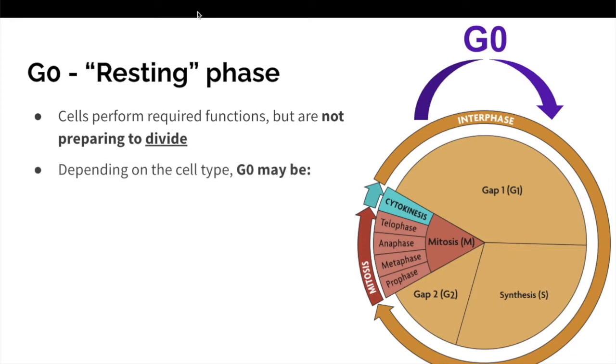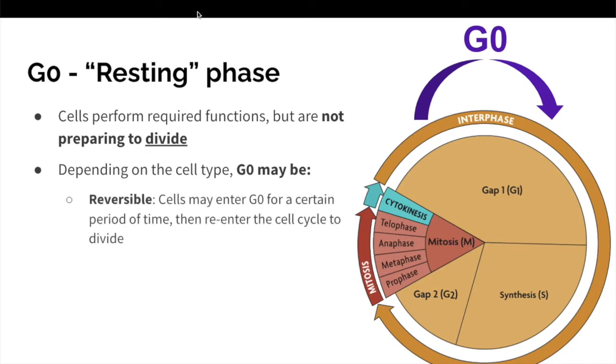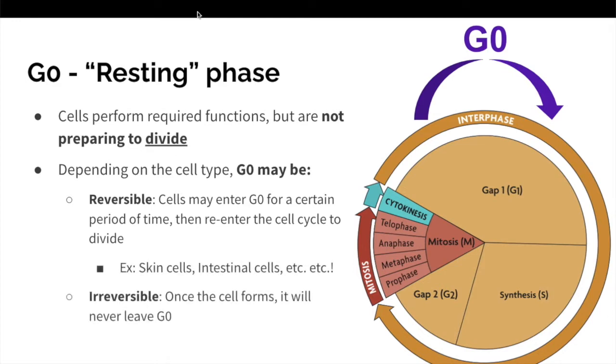So depending on the cell type, you learned that G0 may be reversible. So a cell might be in G0 for a prolonged period of time, whether it's years or months. And then it also could be irreversible, where some types of cells, such as certain types of neurons, once they are born, they never go through the process of cell division. Once they die, they are permanently dead.